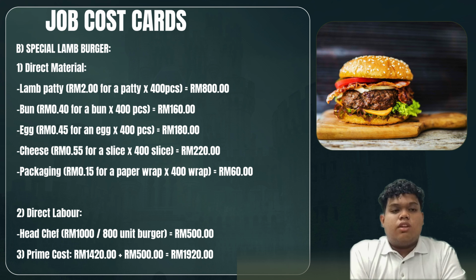Then we need to calculate all the direct labor. So the direct labor is the head chef. The salary of the head chef for a month is 1,000 ringgit. Divided by two products, we've got around 500 ringgit for the special lamb burger.